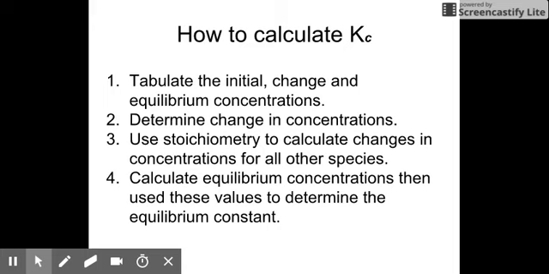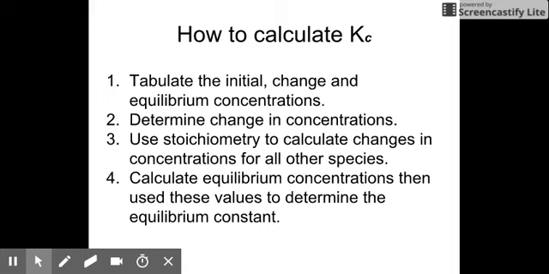So we can use the initials I, C, and then E. Second is we determine the change in concentrations. So this is the start of filling out the table according to the coefficients of these substances. Third is we use stoichiometry to calculate the changes in concentrations for the rest of the species that we want to know. And lastly, the moment the table is complete, we can now calculate the equilibrium concentration value.